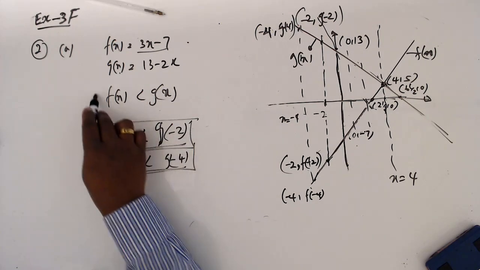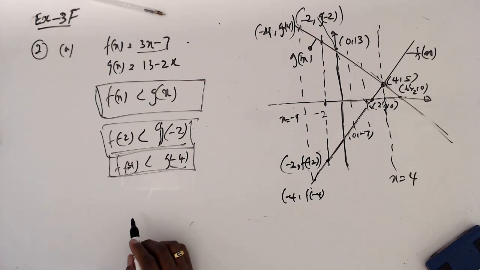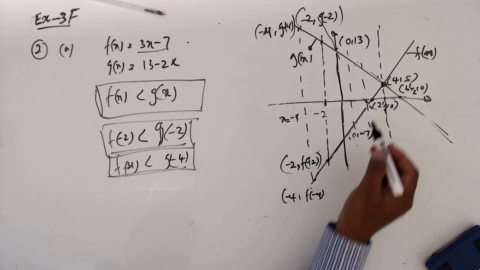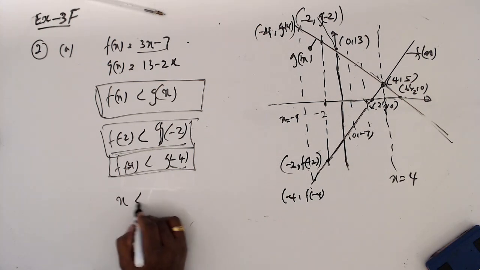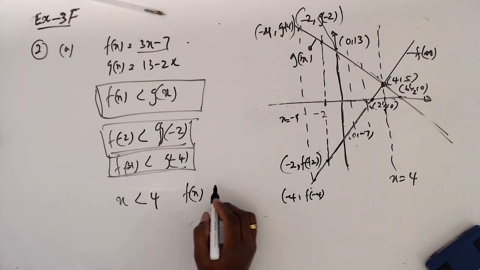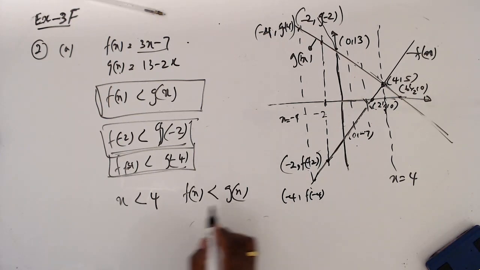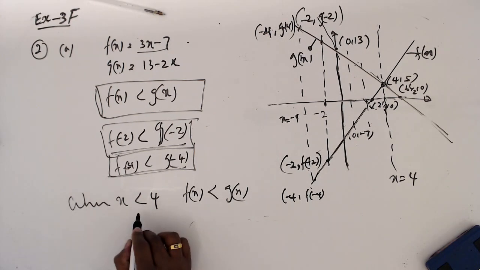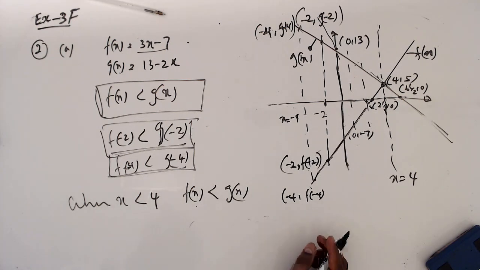It means in general in this area f(x) is less than g(x). So you can tell if x is less than 4, f(x) is less than g(x). When x is less than 4, f(x) is less than g(x).